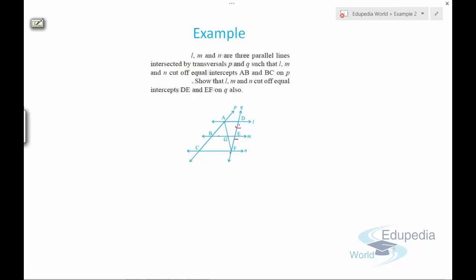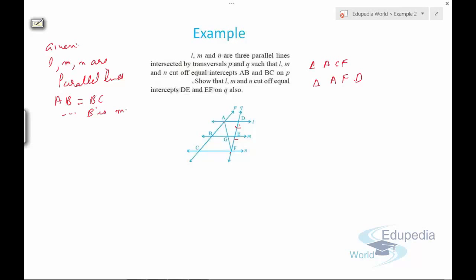So if you can see, the first triangle is ACF and the second triangle is AFD. Now first we need to write the given. So it's given L, M and N are parallel lines and it's given AB equals BC, such that B is a midpoint. Now consider triangle ACF. In this, B is a midpoint and this line is parallel to this line. Why? Because M is parallel to N, so it's given. So by the converse of the midpoint theorem, G is also a midpoint of AF. So this is how we can write.